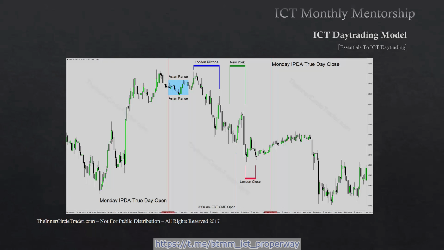No matter what happens in FOMC, generally the move is ended, or the bulk of the move is ended by 3 p.m. New York time. And that's how you frame the entire daily range, open, high, low, and close, and that's the delineations of each.